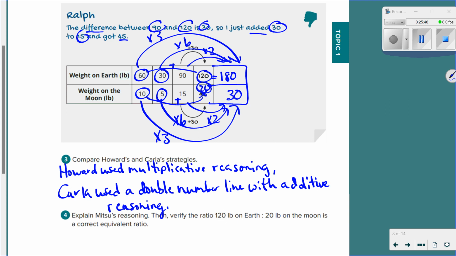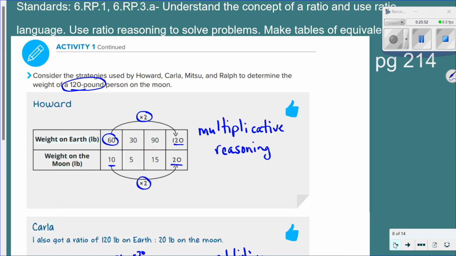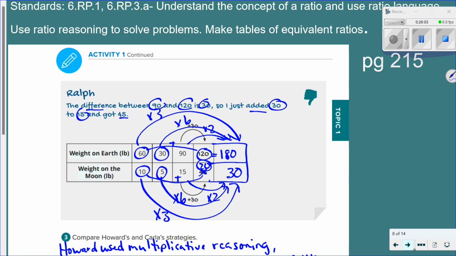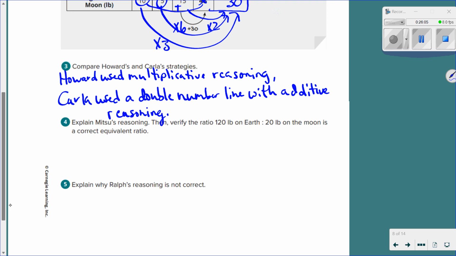Okay, guys, any questions on how we're doing this so far? So, explain Mitsu's reasoning. What did Mitsu do? He used additive reasoning. So he used the individual entries and just made sure he used the same number from the same entry. Okay?